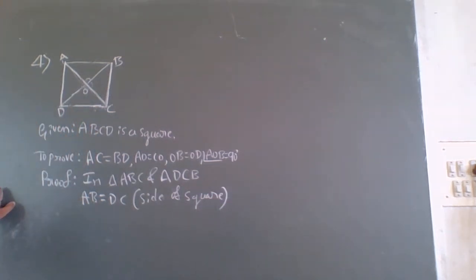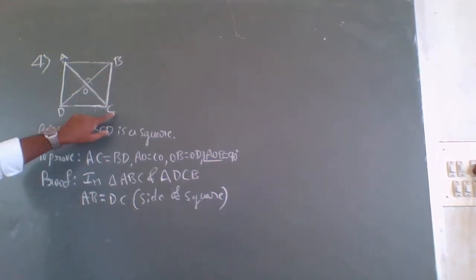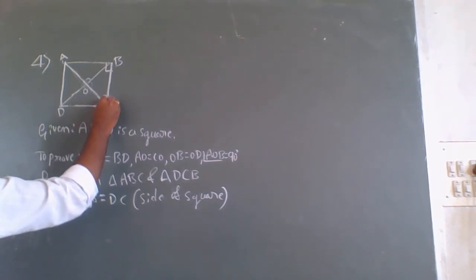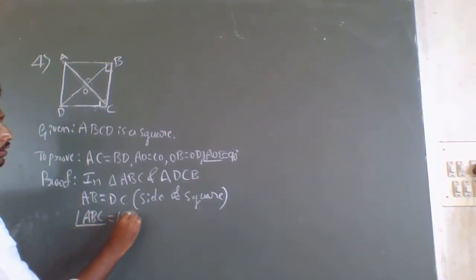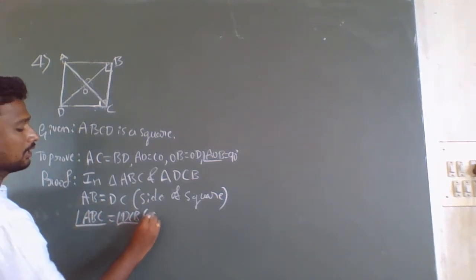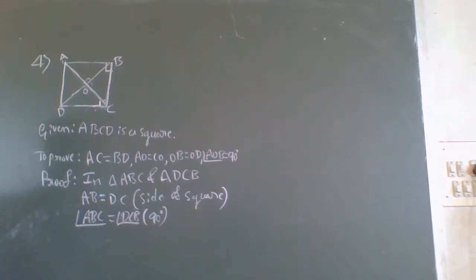And again, we can write angle ABC is equal to angle DCB. These two angles are equal. Why? Because we know that in a square all the internal angles are 90 degrees. Therefore, angle ABC is equal to angle DCB because each angle is 90 degrees.